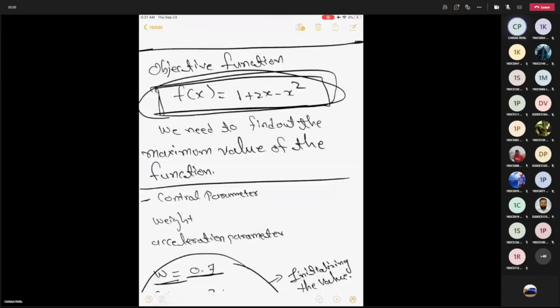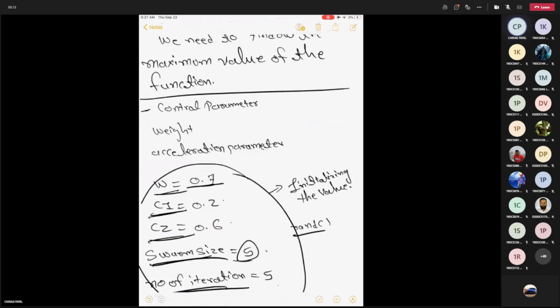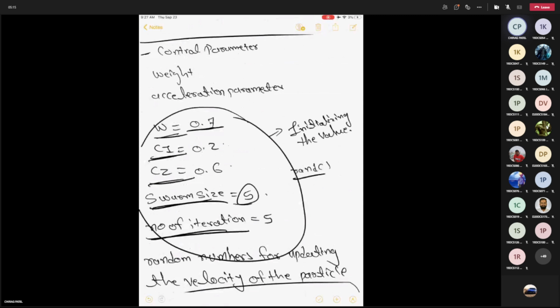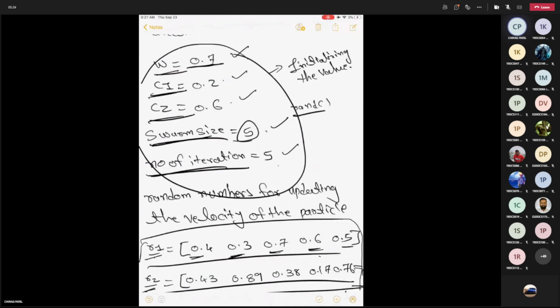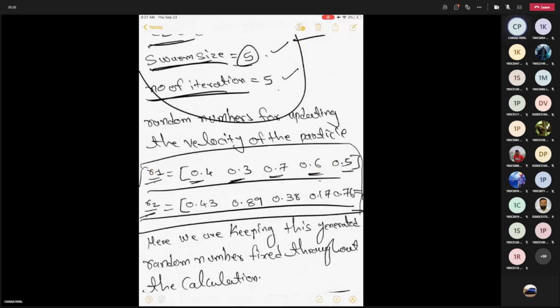We need to find the maximum value of that function. Now, what are the initial values? The values we need to initialize are W, C1, C2, swarm size, and number of iterations, and you need to generate the random numbers for each and every swarm. We had generated R1, R2 over here.